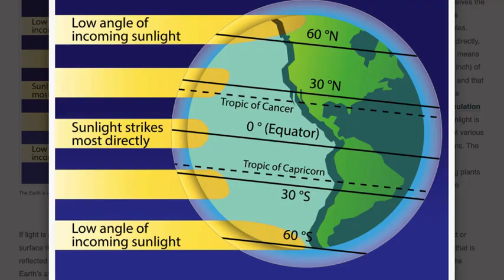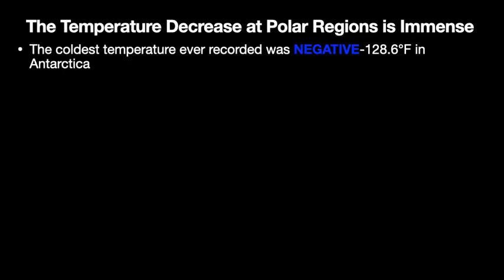This graphic illustrates how the angle of the sunlight changes depending upon how close you are to the poles or how close you are to the equator. So at the equator, more direct, then the angle becomes lower as we move towards the poles. Spread out farther over a larger area. So the temperature decrease in the polar regions is immense.